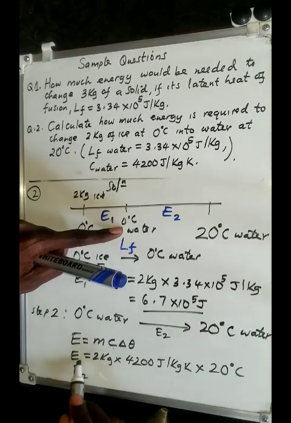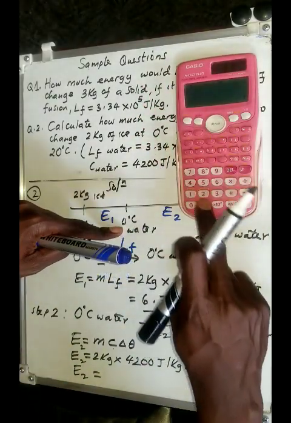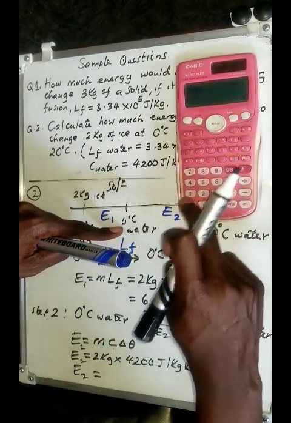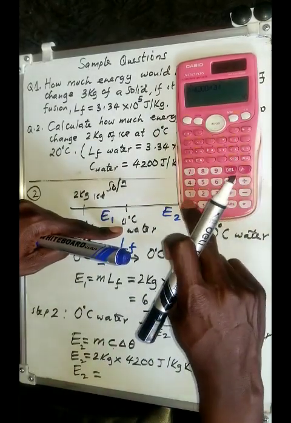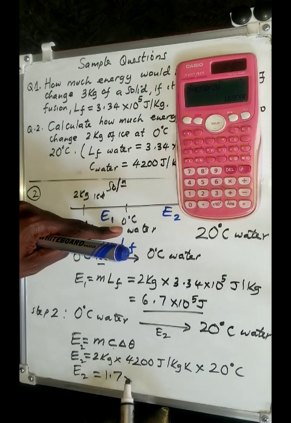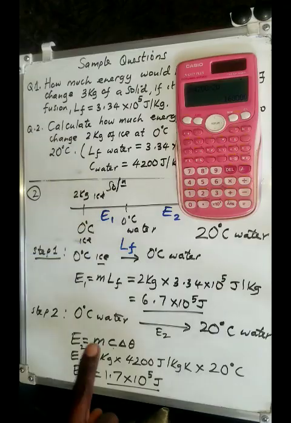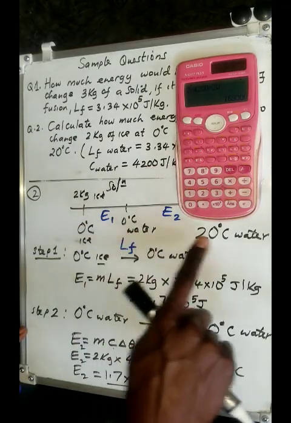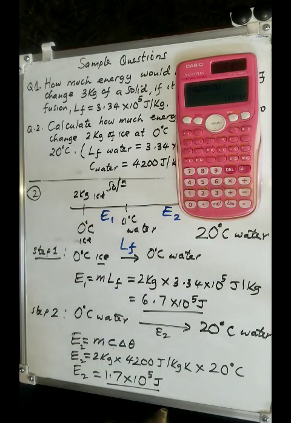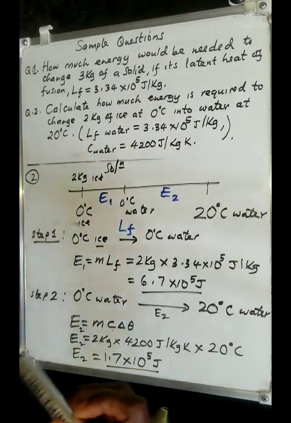So therefore, energy 2, E2, will be equal to 2 multiplied by 4,200 multiplied by 20. That is going to give you, in scientific notation to 1 decimal place, 1.7 times 10 raised to the power 5 joules. That's the energy needed to move from 0 to 20. So now you can find the total energy. Once you know energy 1 and energy 2, we can now find the total energy.